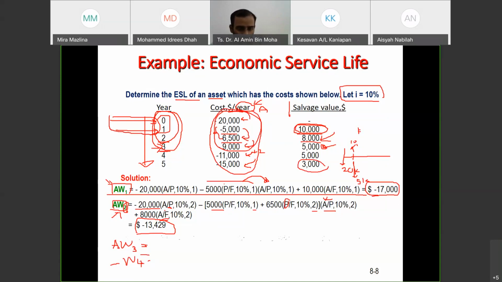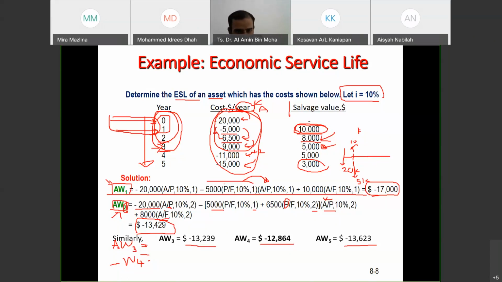So to shortcut, this is the value. You can try later on. So AW3 is 13,239. AW4 is 12,864, and AW5 is 13,623. So now we have all the information of AW for each year.